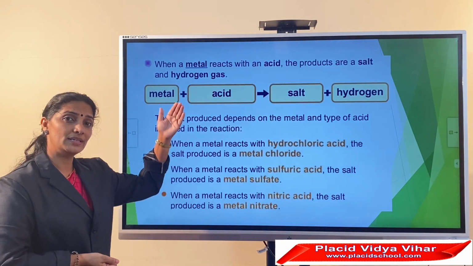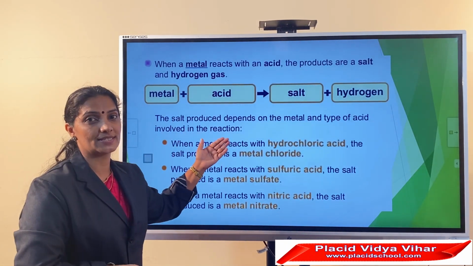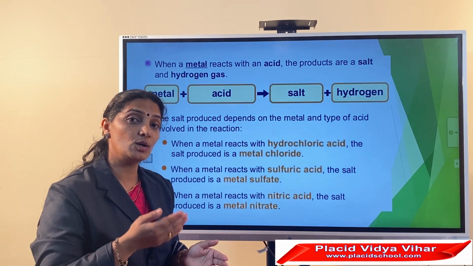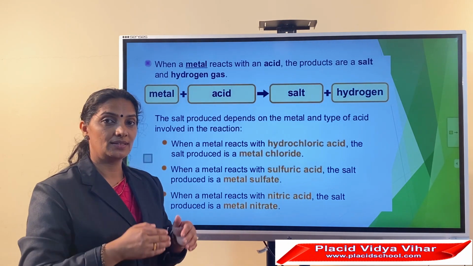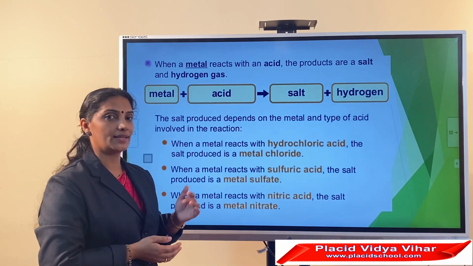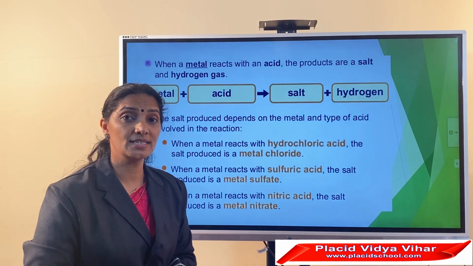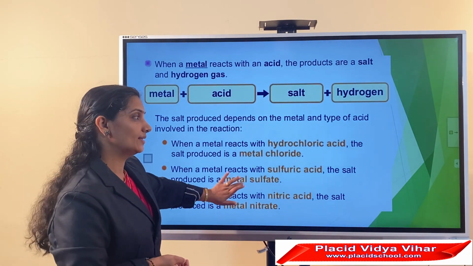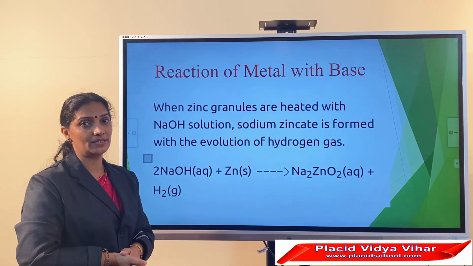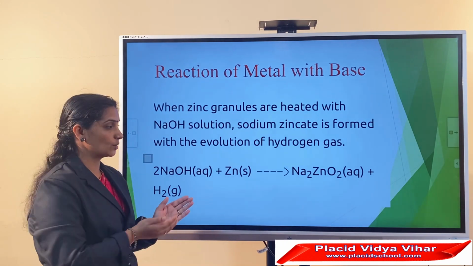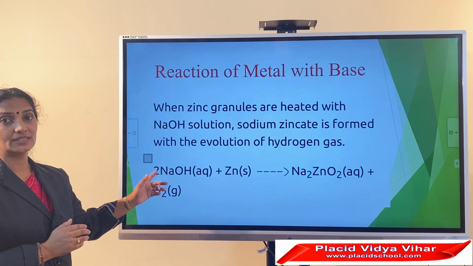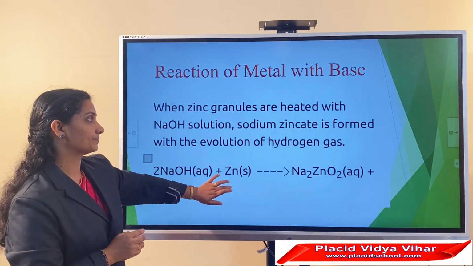Then the common nature of the reaction of metals and acids. When metals react with hydrochloric acid, chloride salts are produced. When sulfuric acid is used, sulfate salts are produced, while in the case of nitric acid, nitrate salts are produced. Then with base, it's not so common, only some cases. Sodium zincate is formed when zinc metal reacts with sodium hydroxide.